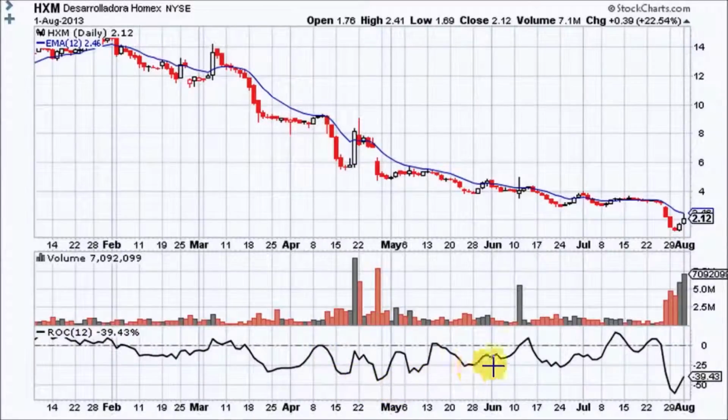The only time it really gets above the zero line is right here on that big volume day with the doji candlestick, this white doji right here.